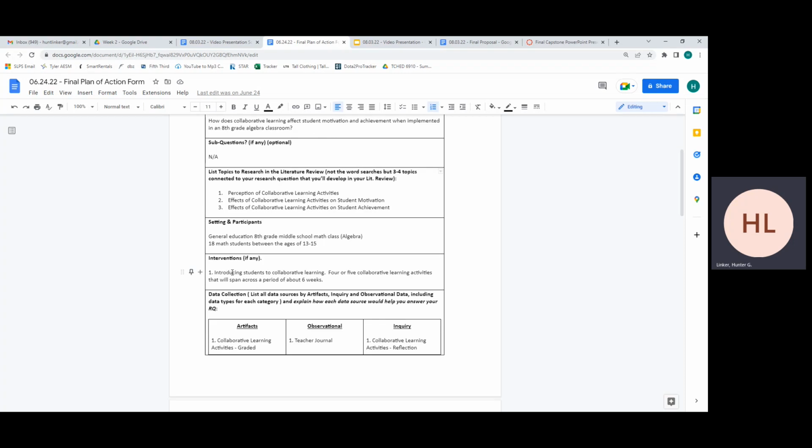The only intervention that was performed was introducing my students to collaborative learning before I began my action research. Basically, I spoke with my students about how I was working on my master's degree and that I would be conducting research with their specific class. I explained to them what collaborative learning was and also why I was working on my master's degree.